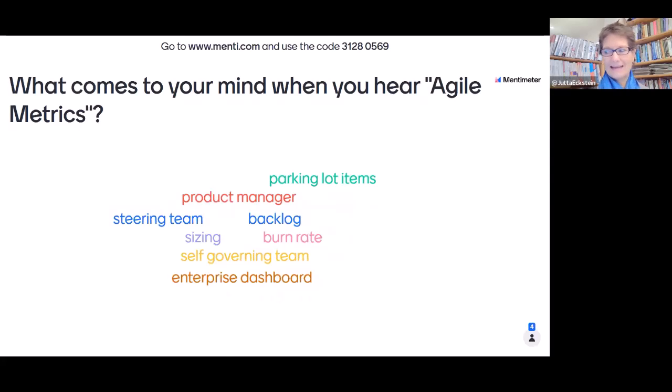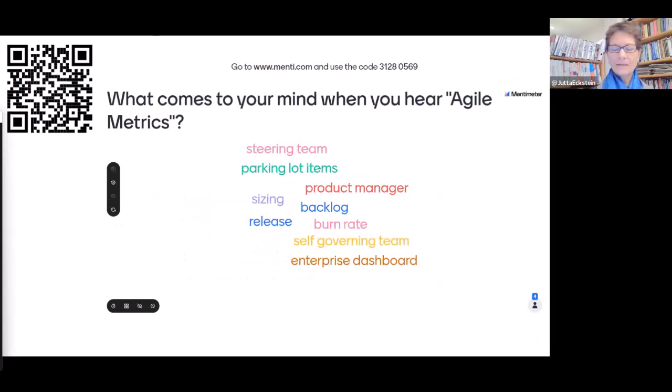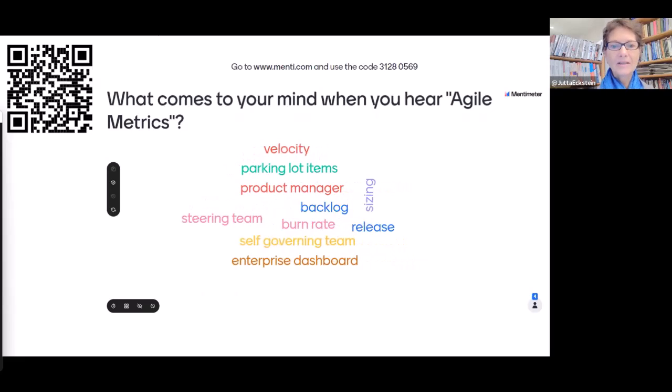Thanks. Maybe wait a tiny little bit more. What else comes to your mind? So far, nothing is really standing out. That's interesting. So you all have various ideas about what it is, which is absolutely fine. And this is what we have right now as your associations with Agile metrics.